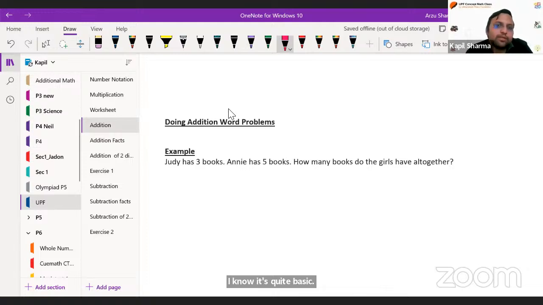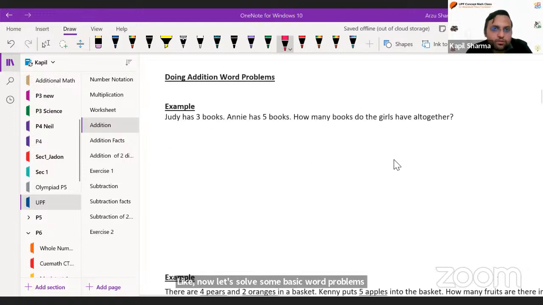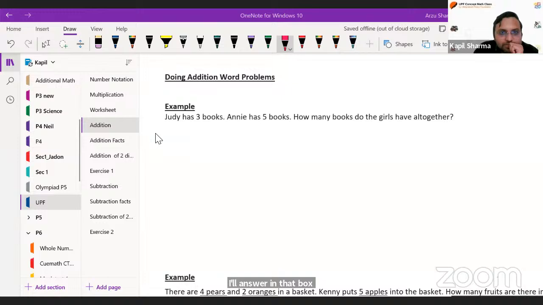Fine. Now let's solve some basic word problems. So let's say Judy has 3 books, Annie has 5 books. So how many books do the girls have altogether? Quickly, can you answer this? Answer in chat box. Okay, so 3 plus 5 is simply 8.